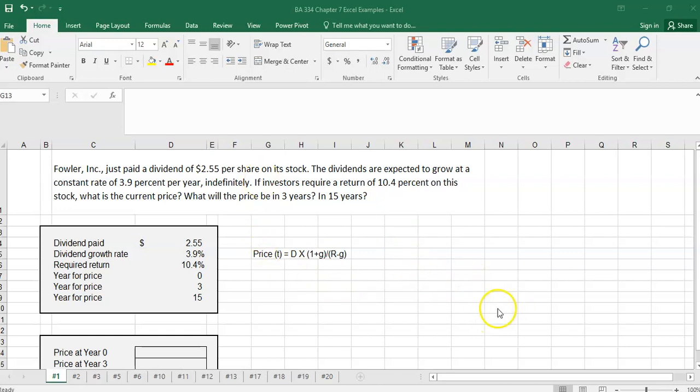7, Examples for Business Finance. So in Chapter 7, we look at dividend stock price calculations using the dividend growth model. And we look at that here.